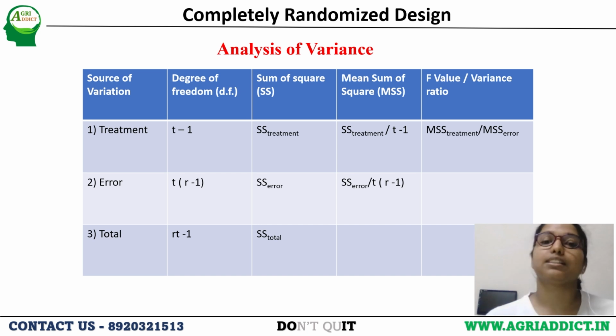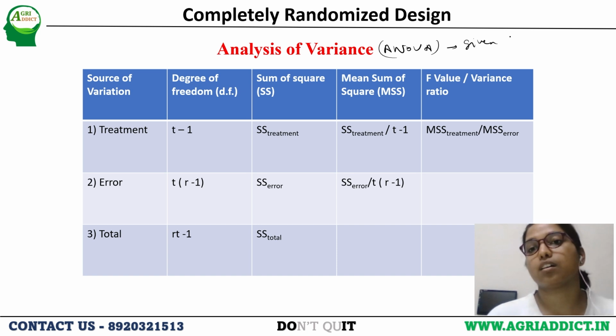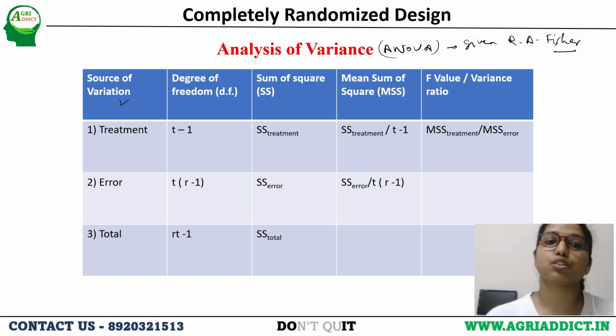So we will study the analysis of variance, ANOVA. This ANOVA was given by R.A. Fisher. First, this is the ANOVA table, I'll explain it. The first column is source of variation. Second is degree of freedom. Third is sum of squares. Fourth is mean sum of squares. And fifth is F value or variance ratio.